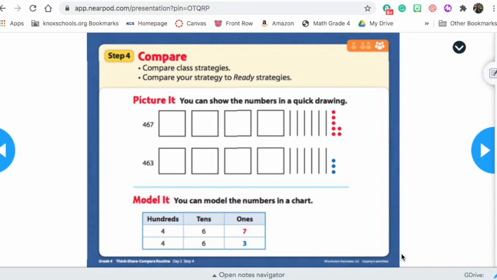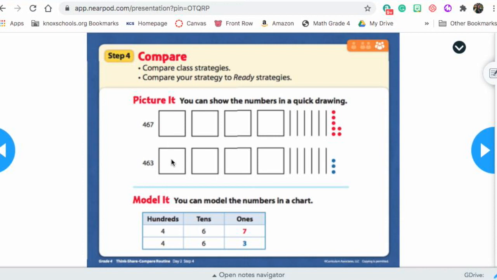Here are two different ways that I could have solved this problem. Here's an example of a picture. They used base 10 blocks. We know in base 10 blocks that the big squares represent 100 each, that the rods represent 10 each, and that the individual cubes represent 1 each. So they've got 4 hundreds, 6 tens, and 7 ones, and that's why this represents 467. And here we've got 4 hundreds, 6 rods, and 3 ones.